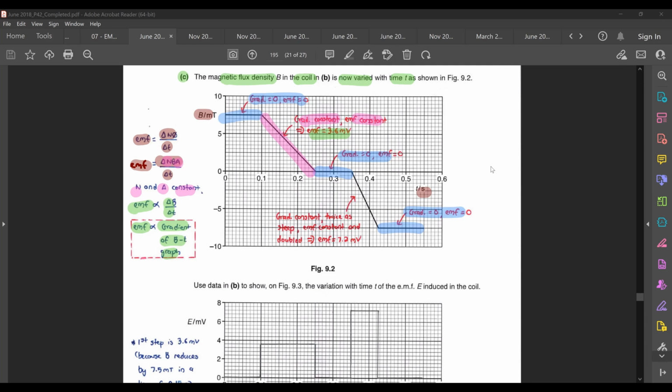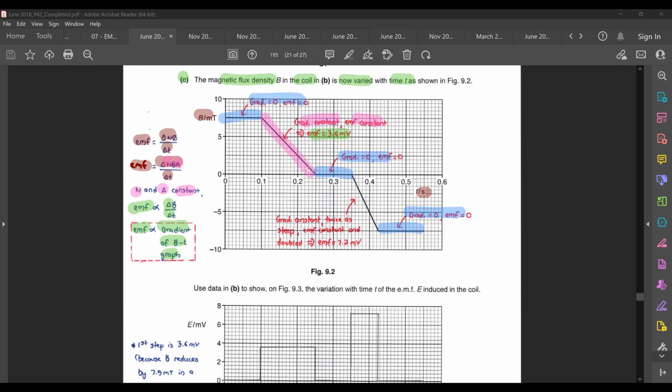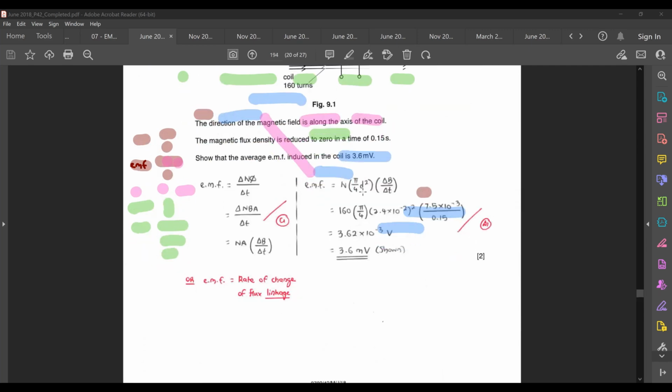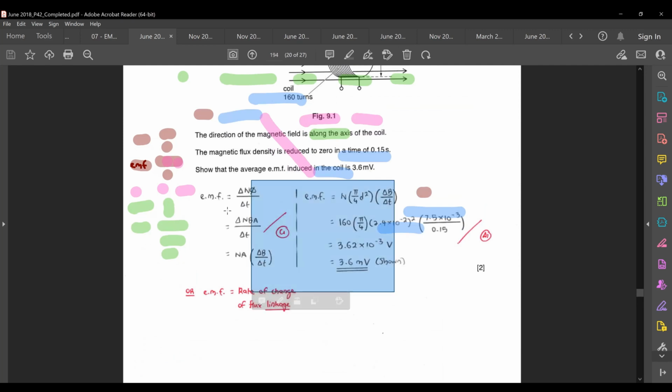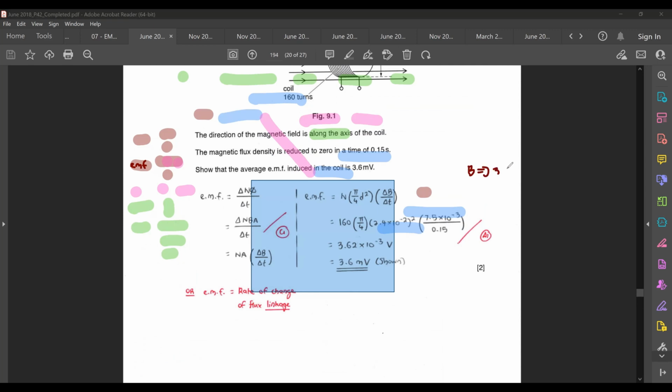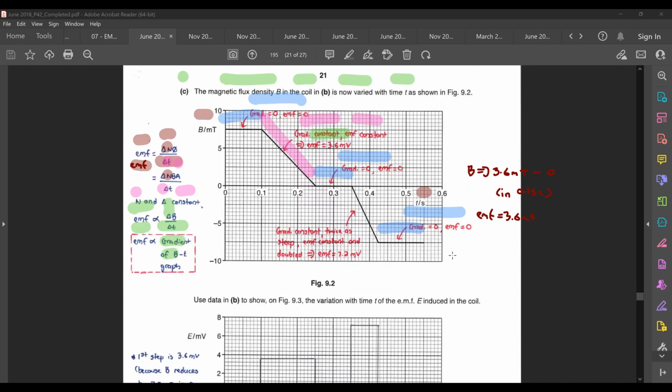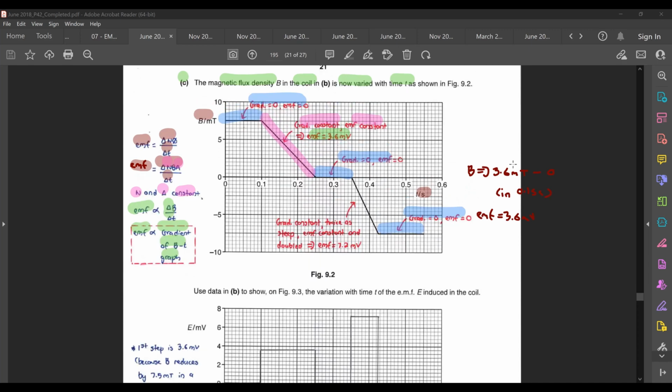Again, your questions will often give you a hint about that. Usually before you do your graph plotting, you will notice that the question right before that is asking you to find some sort of EMF value. So in your case here, they told you that your flux density was reduced from 3.6 millitesla to 0 in 0.15 seconds, so that your EMF produced was 3.6 millivolts. So bearing that in mind, you look at what you have at your graph right now.